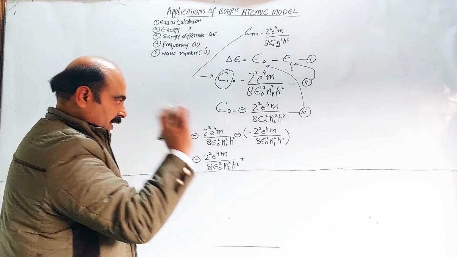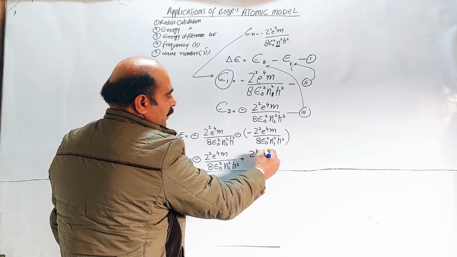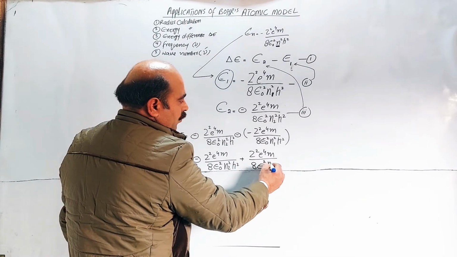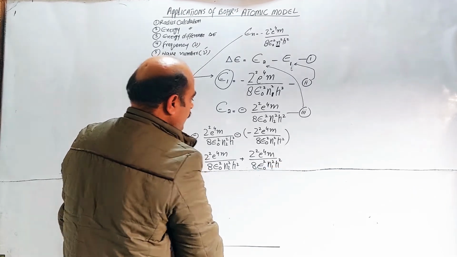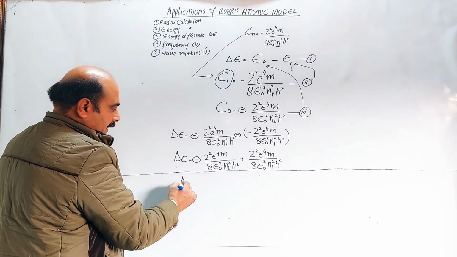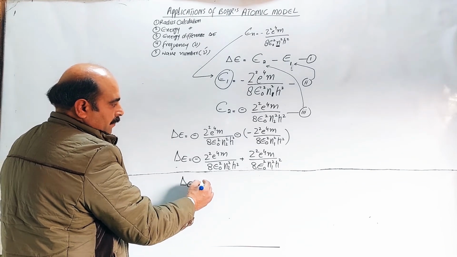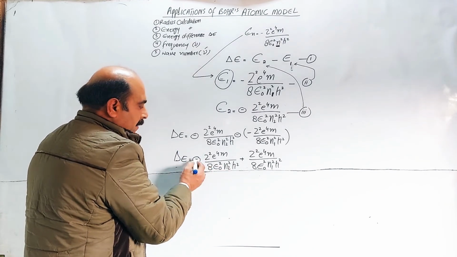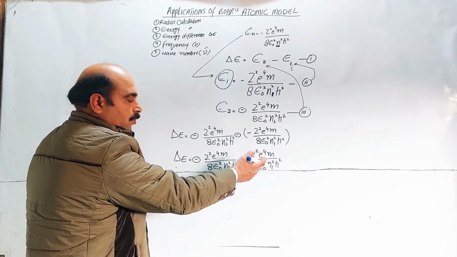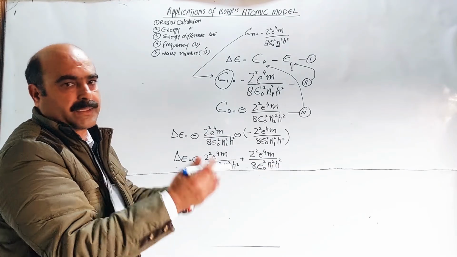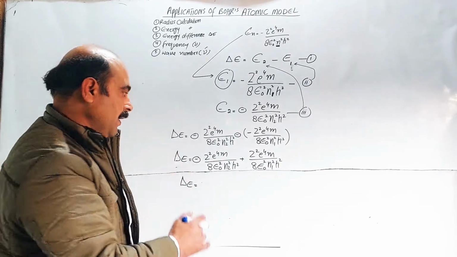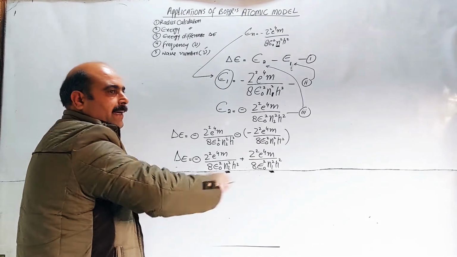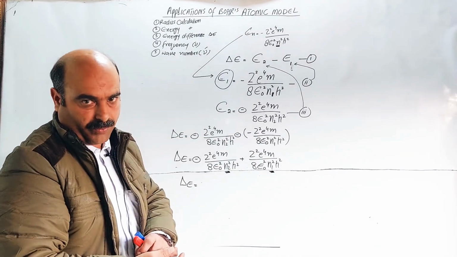Only the sign changes: plus Z square e4 m divided by 8 epsilon naught square n1 square h square. Delta E is equal to, and now arrangement. First, rearranging: where there is a minus sign first and a plus sign after, we put the plus value first and the minus value after. This is called rearranging the equation. Second, we write n2, the higher orbit, and n1, the lower orbit, in ascending order, converting to ascending order without changing the equality sign.